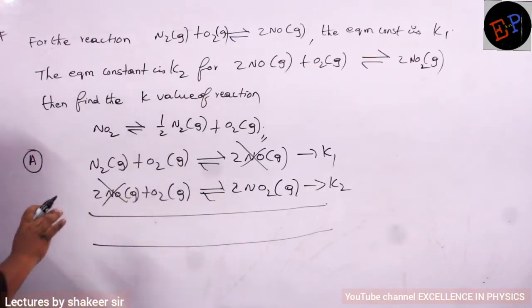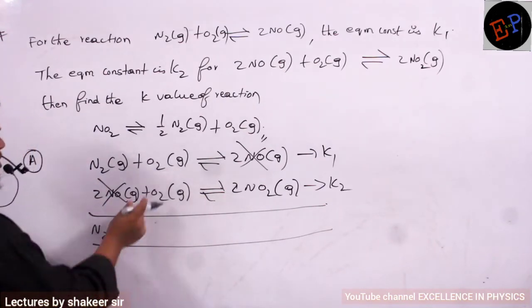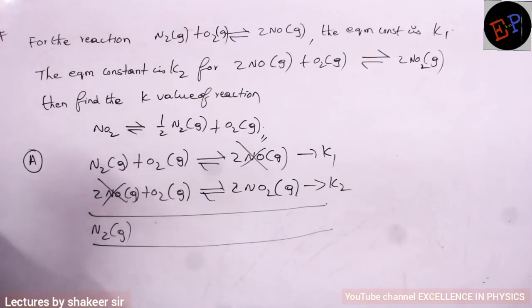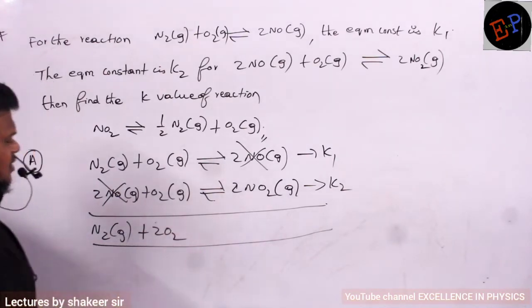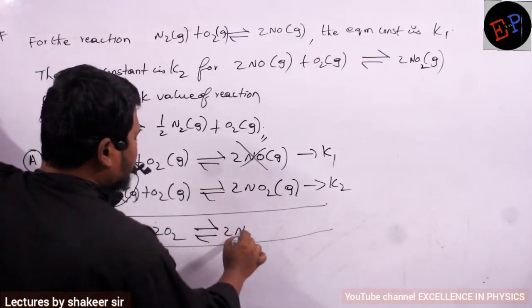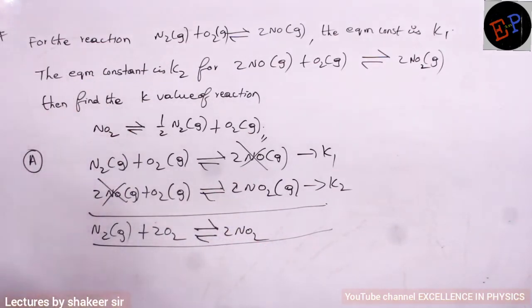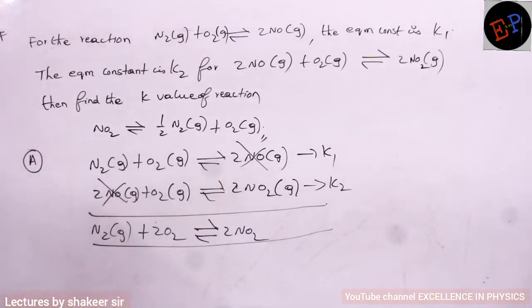Now if you cancel them, see what is the total reaction: N2. Here there is one oxygen, here there is one more oxygen which are getting reacted. So totally 2O2, and they give rise to 2NO2. This is the final reaction. If I sum up these two reactions, this is the reaction which I got. Clear now up to here?